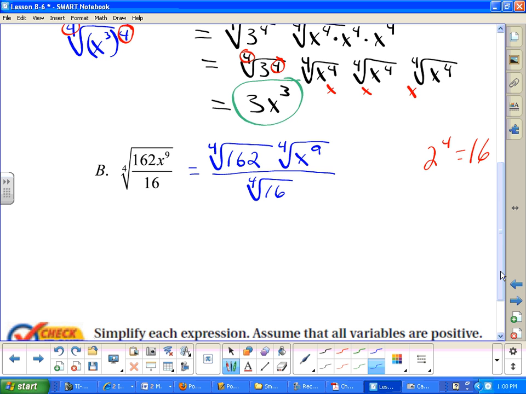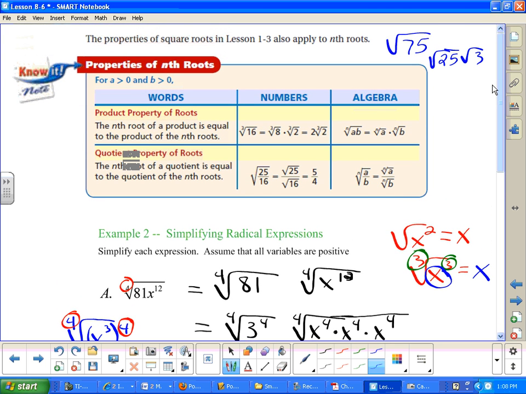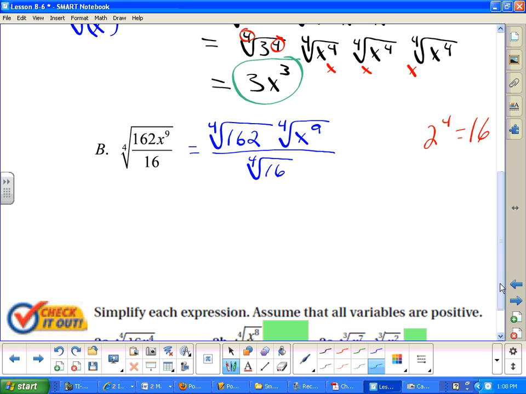So what we want to do then, just like we did with the 75 up here, with that 75, we wanted to find a number squared that went into 75. And we knew that 5 squared, or 25, goes into 75. We wanted to find a perfect square. Well, what we want to do here is find a perfect number to the 4th power that goes into 162. So let's think about our numbers for the 4th power.